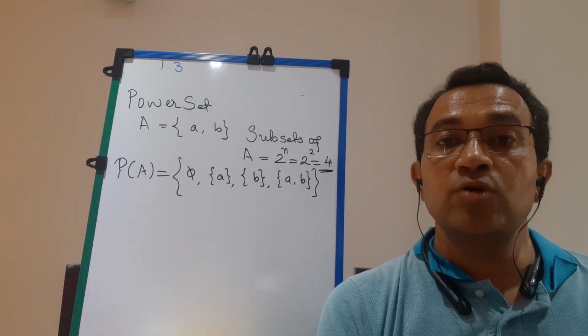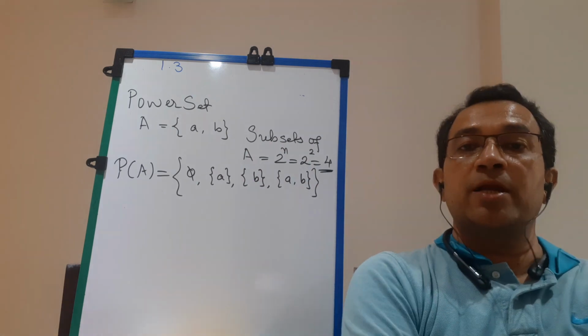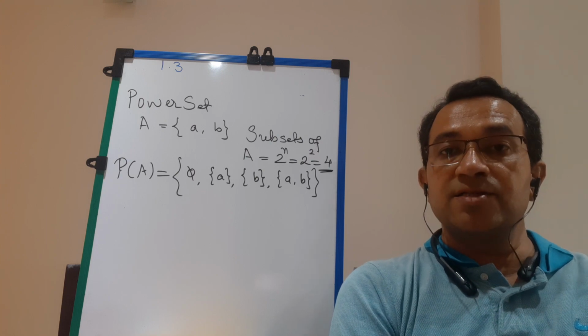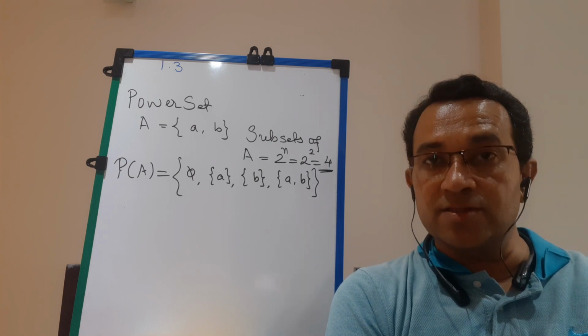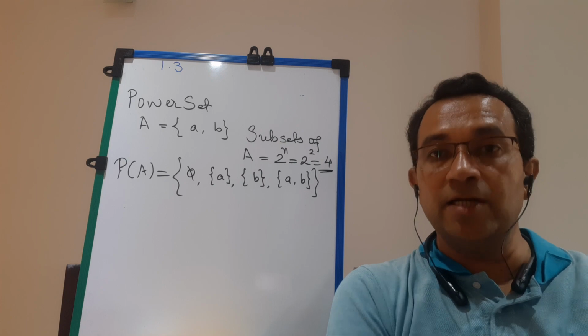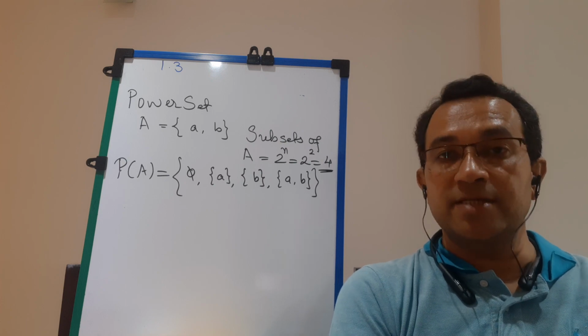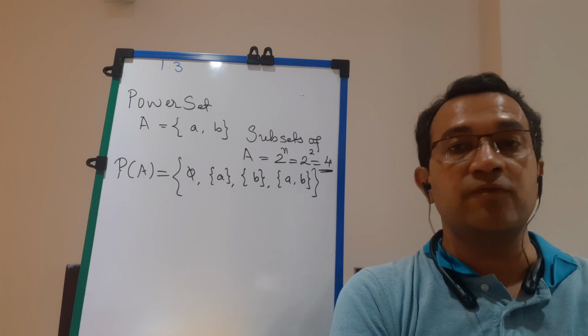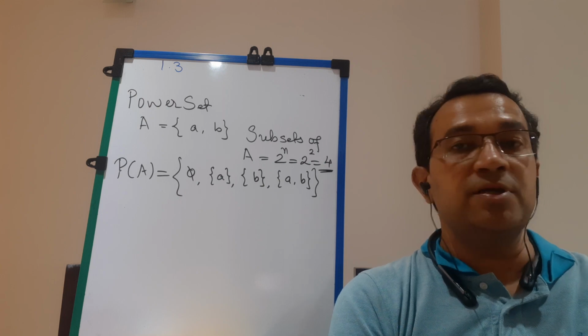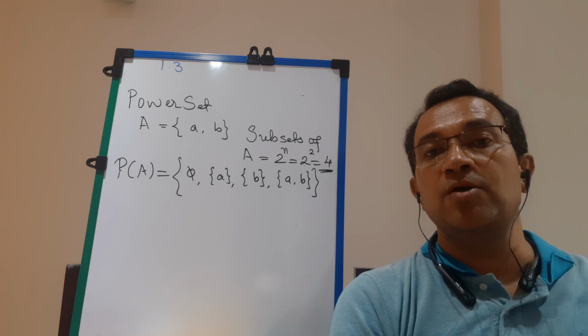So once again, how to define power set? For any non-empty set A, the set consisting of all the subsets of A, students, is defined as the power set of A, denoted by P(A). If it was set B, then power set of B, P(B). Power set of C, then P(C). Power set of X, then P(X).